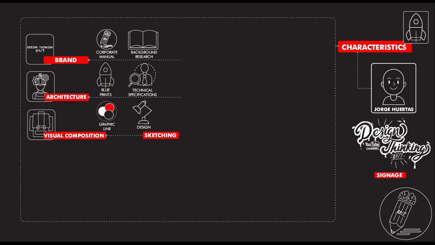After you understand all that and you already have all the information, you have to start doing the visual composition. That is very important because this means that you define the graphic line. The graphic line comes from the corporate manual. This means color, typography, everything. If you don't know what a graphic line is, please check our video here on the channel, because in there we explain everything about what a graphic line is and how it works.